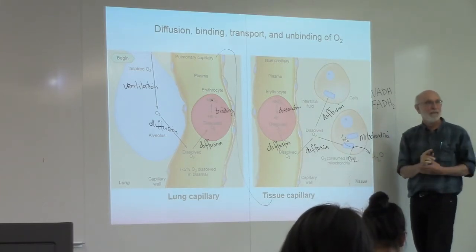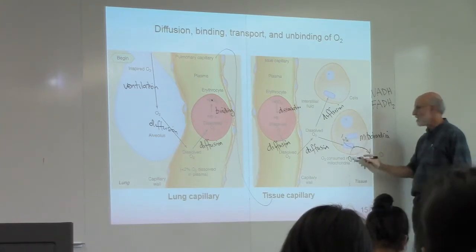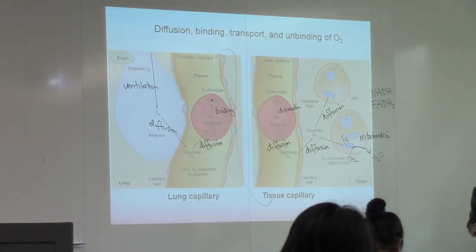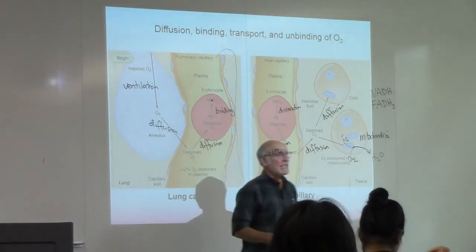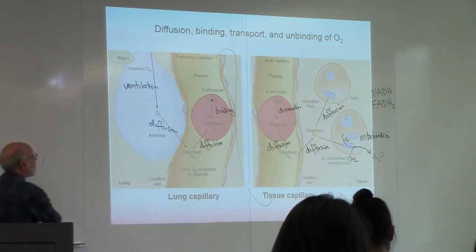It all comes back if you let it. The electrons and oxygen combine to form water. And that's why the oxygen is diffusing to the mitochondria. This is pretty easy. Any questions about oxygen transport?